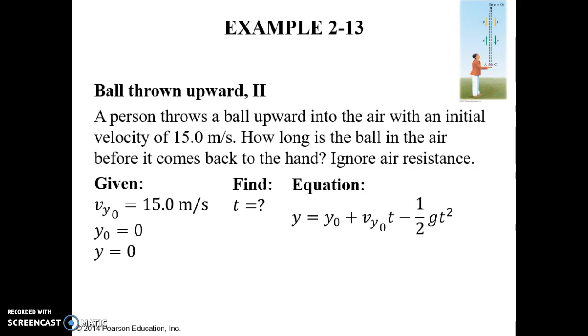Now cross out any variables that equal 0, which is the initial and final position. So our equation reduces down to 0 equals Vy naught t minus 1/2 gt squared. What other variables cancel out? That's correct, time. So now our equation reduces to Vy naught minus 1/2 gt. Now just rearrange this equation to solve for time.